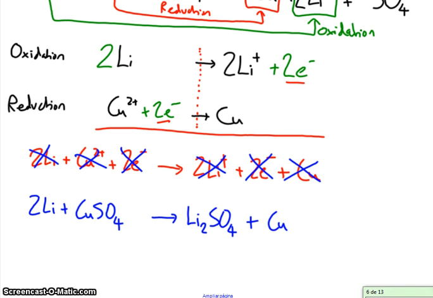I'll do a quick check to make sure it's balanced. I've got 2 lithiums on the left, 2 on the right. I've got 1 copper on the left, 1 on the right. I've got 1 sulfate on the left, 1 sulfate on the right. And that is now done. Why do we do this so it's the same as what you gave us?